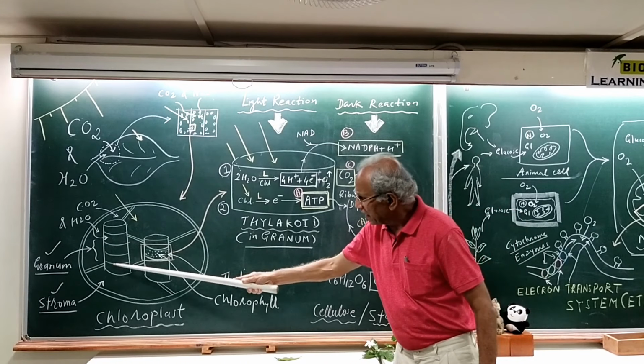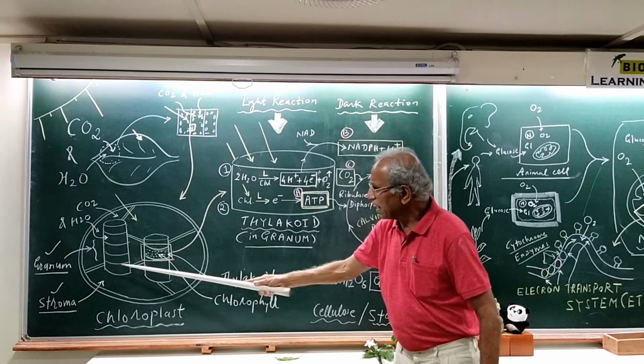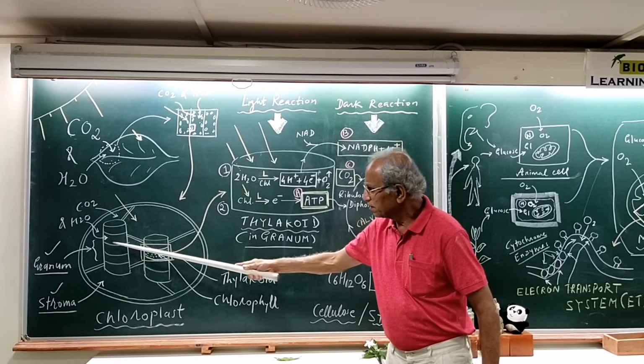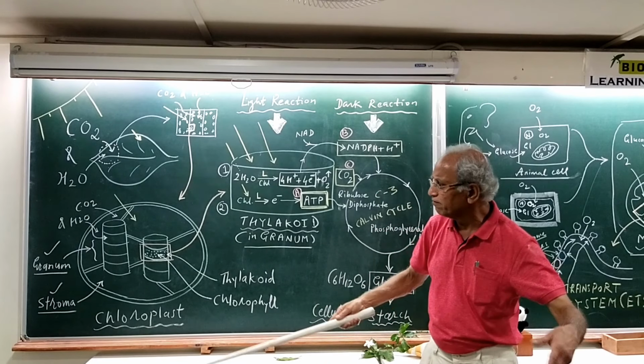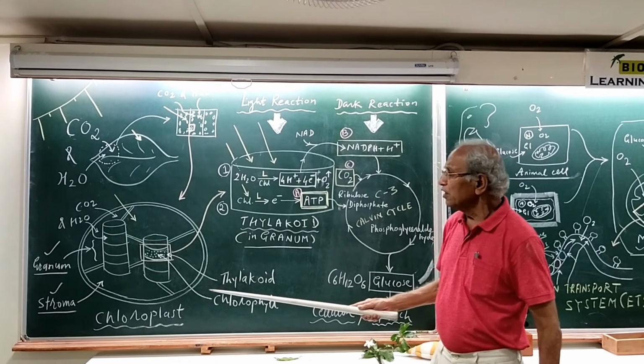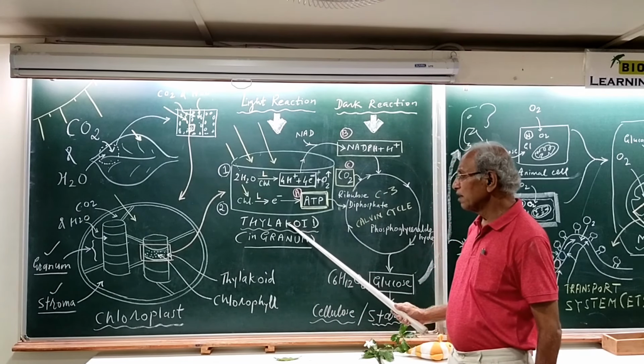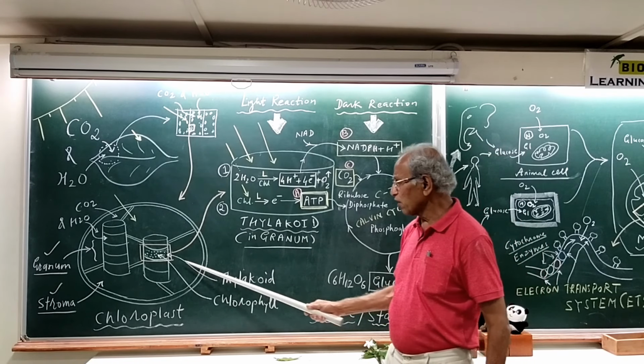What is a granum made of? A granum is made up of units: 1, 2, 3, 4, 5, 6, 7, 10, 15, 20. These are called thylakoids. See, this is also a thylakoid.